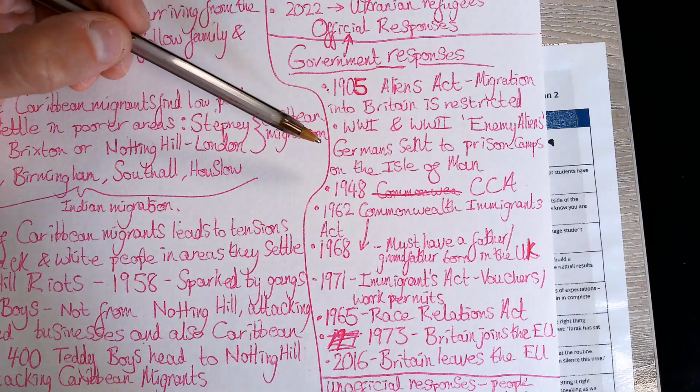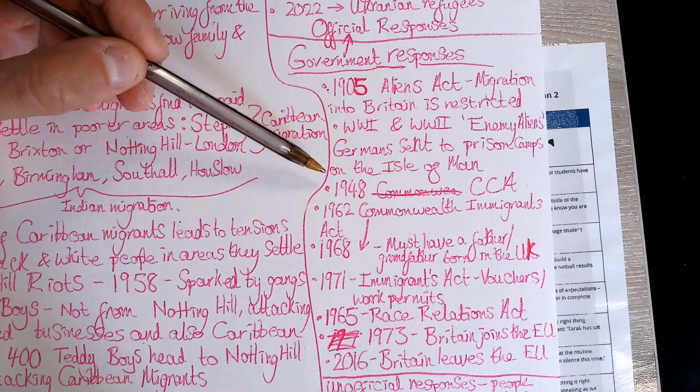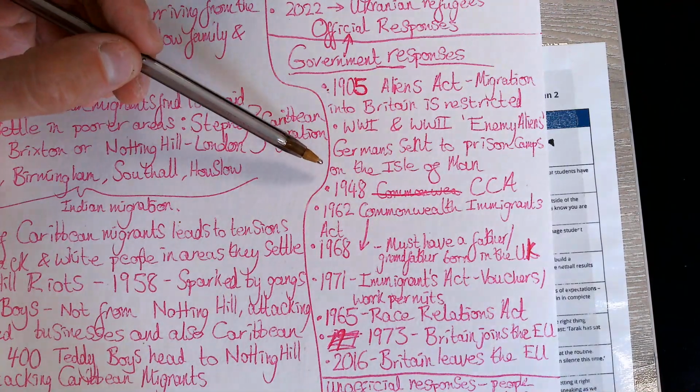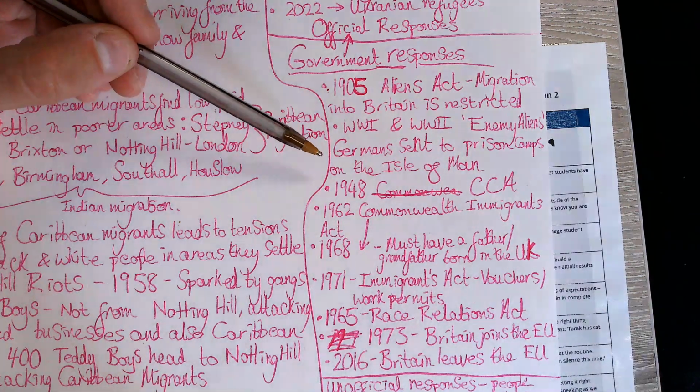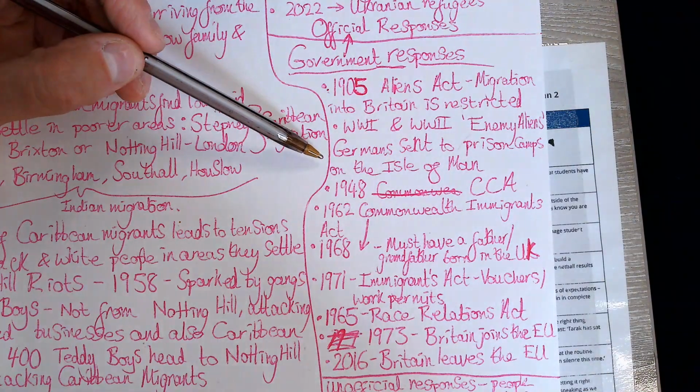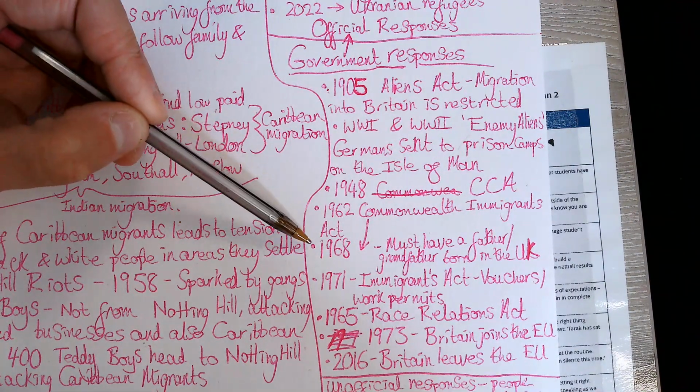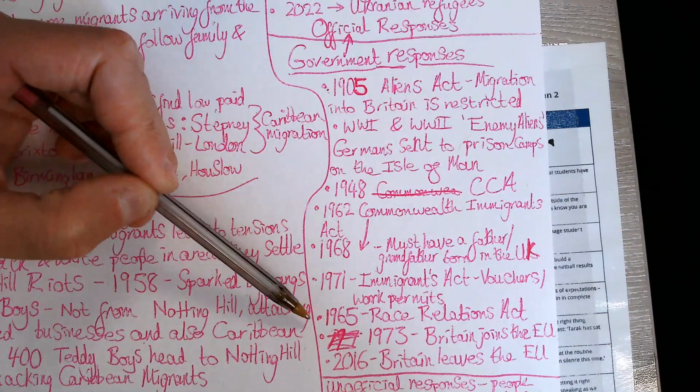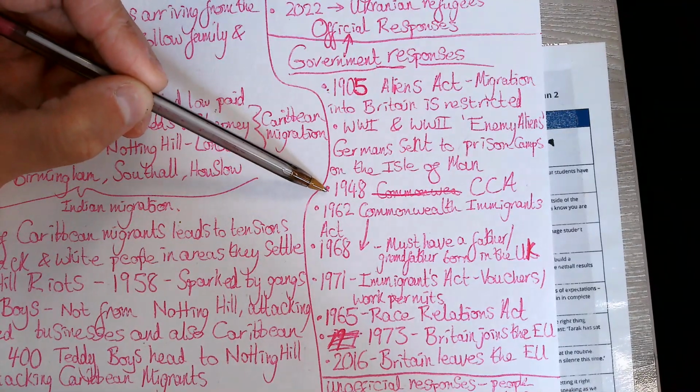In 1948, we have the Commonwealth Citizenship Act, which we've already spoken about, which I won't go into, but of course that's really important as marking the start of Commonwealth migration to the UK. And that leads to several laws passed by the government kind of as a response to this.